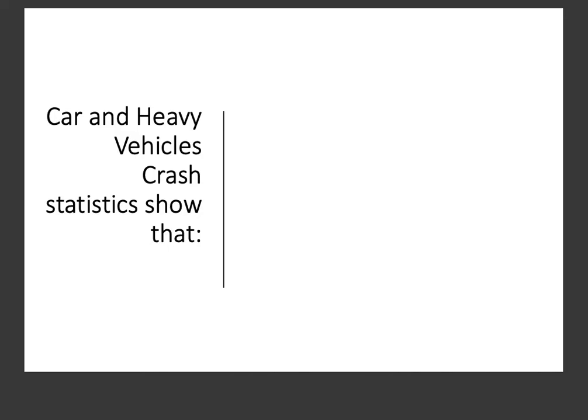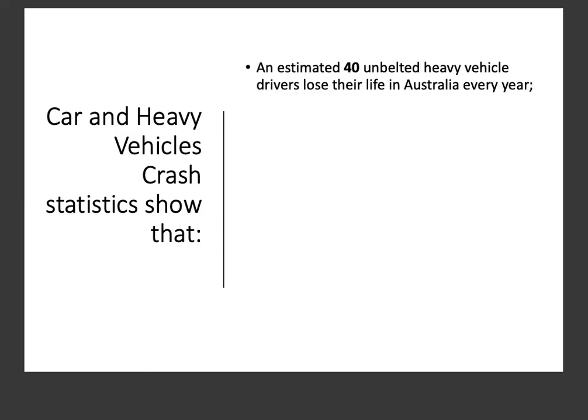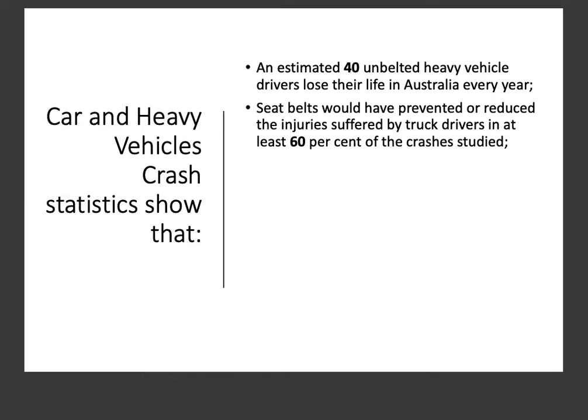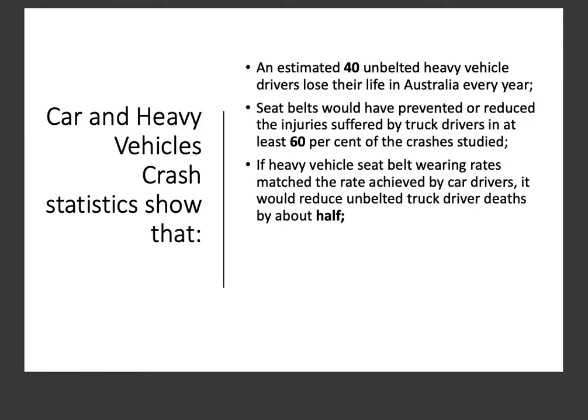Car and heavy vehicle crash statistics show that an estimated 40 unbelted heavy vehicle drivers lose their life in Australia every year. Seatbelts would have prevented or reduced the injuries suffered by truck drivers in at least 60% of crashes studied. If heavy vehicle seatbelt wearing rates matched the rate achieved by car drivers, it would reduce unbelted truck driver deaths by about half.